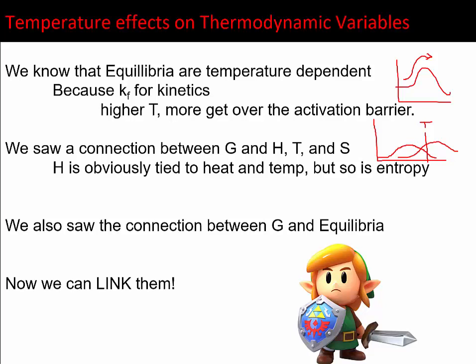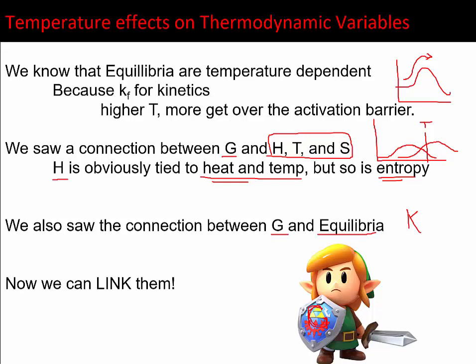We saw a connection between delta G and H and T and S, our standard thermos. So delta H is obviously tied to heat and temperature, but we saw so was entropy. We saw that entropy had a temperature dependence. And we saw a connection between G and equilibria. So now we can link those guys. We can link through delta G.